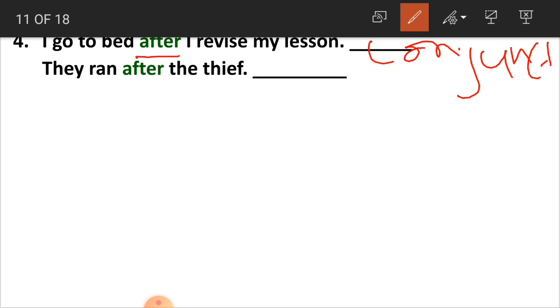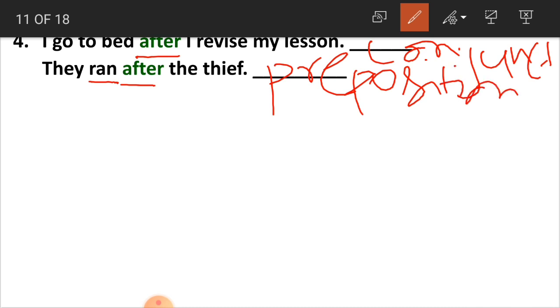Now in the second sentence, they ran after the thief. Here again, ran. You just identify this verb here, ran, where after the thief. No, it is adding value to the verb. So that's why this after here becomes our preposition. What does it become, children? It becomes our preposition. Okay.